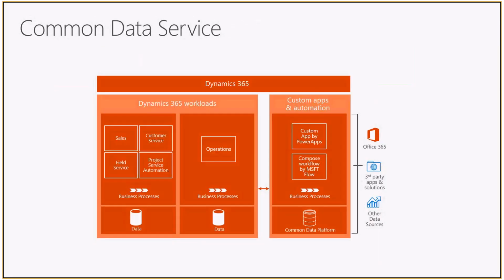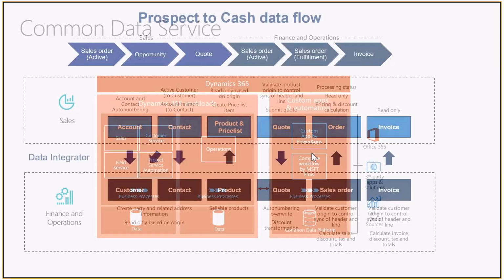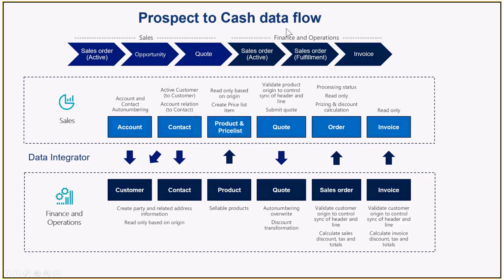So this is the view that I was talking about for the Common Data Service. You can see that we have operations and other parts of the system all getting integrated through a single database, if you will, which we call the common data platform. You'll be able to either orchestrate a business process or build apps and other workflows on top of it. Say, for example, this is a sample scenario where there has been support and an out-of-box template released for it. This is the prospect to cash data flow.